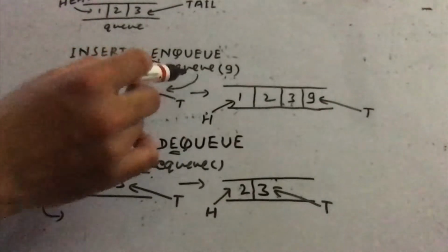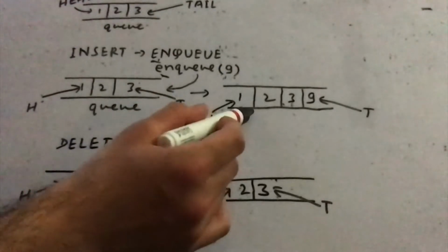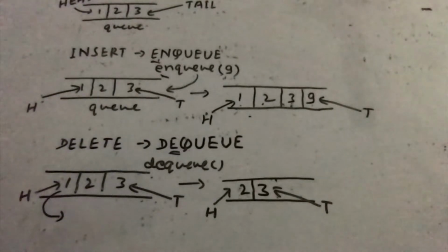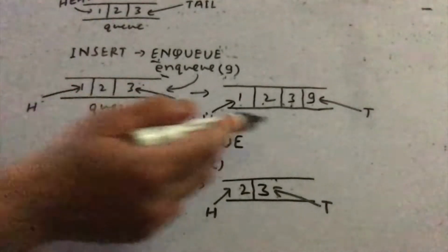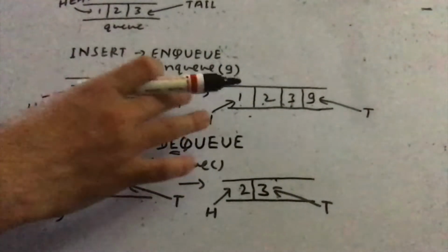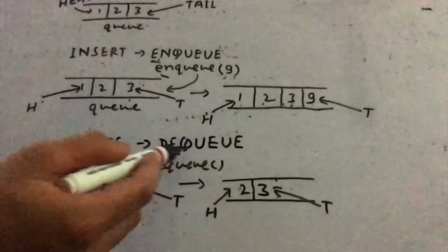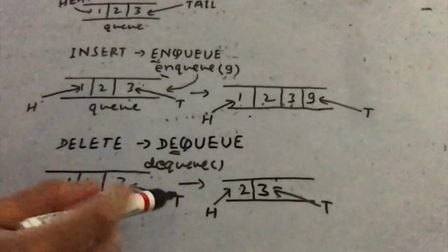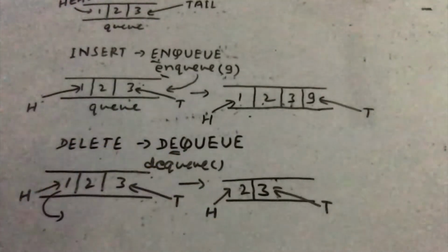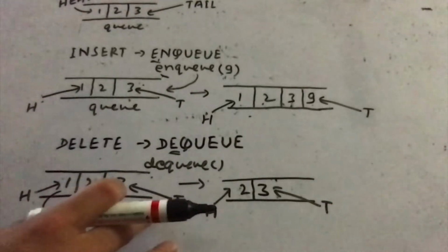Now if I insert element 9 into this queue, the new queue would look something like this: 1 2 3 and 9. So the new element got inserted at the end of the queue, and the tail pointer moved from 3 to 9. So that's the enqueue operation. Then the second operation is delete. It's called dequeue, and it doesn't require any parameter as it will remove an existing element from the queue. A dequeue operation removes the element which got inserted first into the queue.